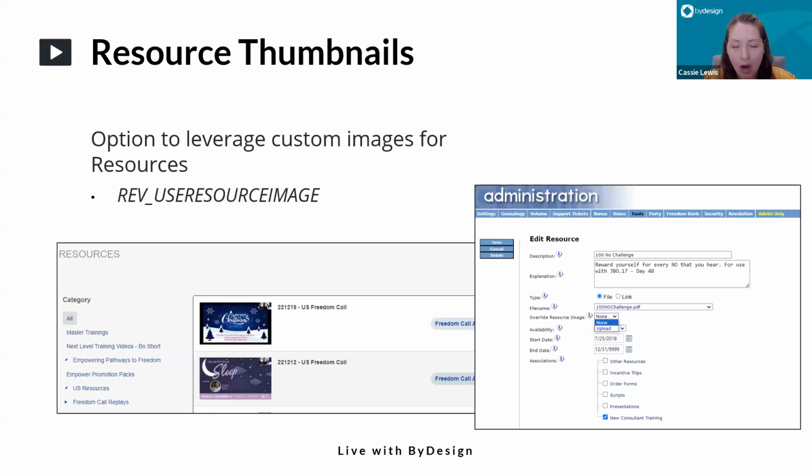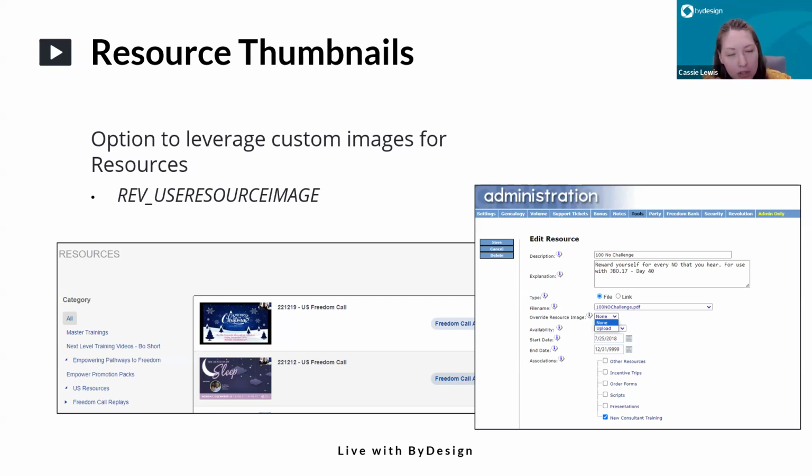And up until now, we were using default icons like the PDF icon or the PowerPoint icon. Now you can override those defaults with custom images for each one. So if you want to literally give them a preview of what that resource looks like before they click on it, you can now do that when you're editing or uploading that resource.